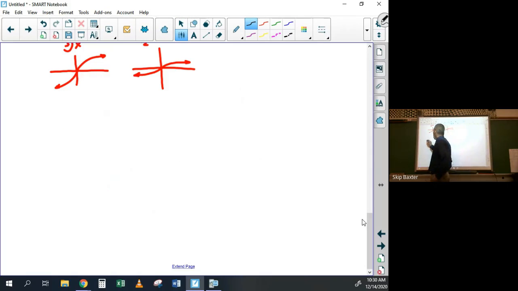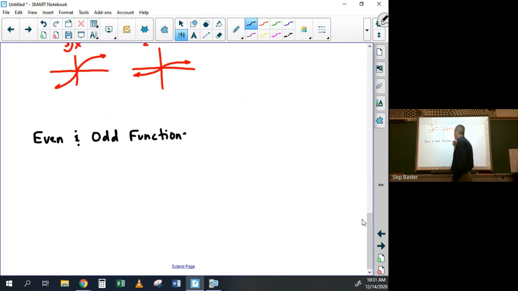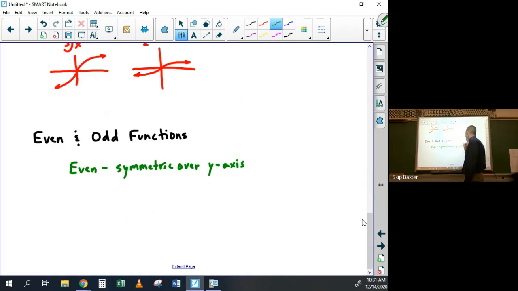And then the only other part to this unit was even and odd functions. So an even function, remember, is symmetrical over the y-axis. And there was a little algebraic test for evenness, and it is f of x equals f of negative x. So if that's true for all values of x, then the function's even.